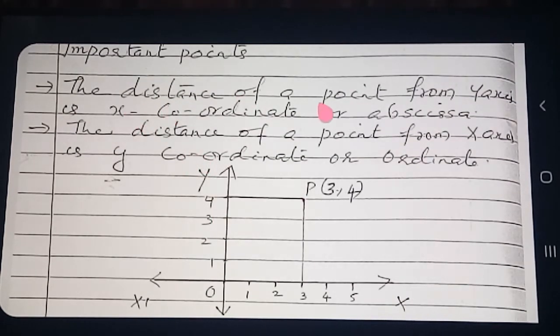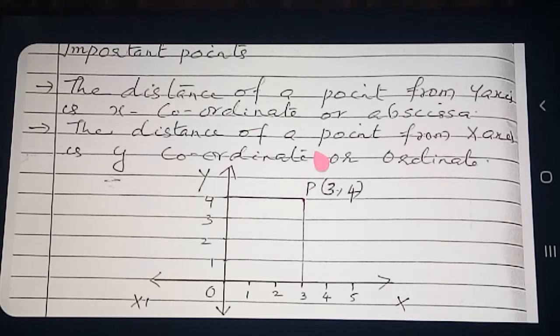Now the next point, which I have written here. The distance of a point from the y-axis is called the x-coordinate, or abscissa. X-coordinate, another name is abscissa. So here you see, I marked a point P. Very clearly you know the x-coordinate. So how do we find out the x-coordinate and y-coordinate? Another method is also there.